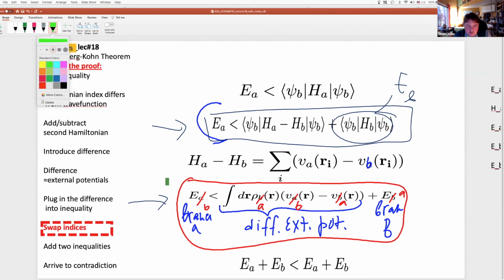The last equation that we just discussed was that the energy of the branch A is smaller than this expectation value of the subtraction of external potentials in terms of density plus the energy of branch B. So one may want to write down this expression once and then practice it once again by replacing A to B and B to A everywhere.